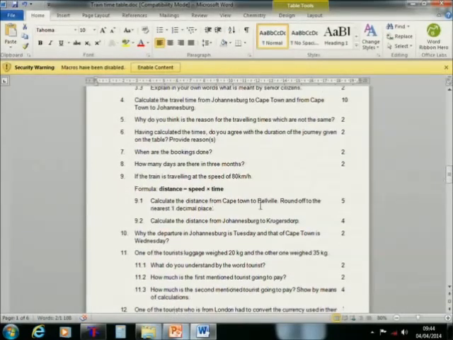Okay, this one we won't concentrate on that much. Why the departure in Johannesburg is Tuesday and that of Cape Town is Wednesday. Remember, we talked about the return schedule here. So the days of departure cannot be the same because to go to Cape Town, you have to start at Johannesburg. This is the return trip. So it can be simply answered as that.